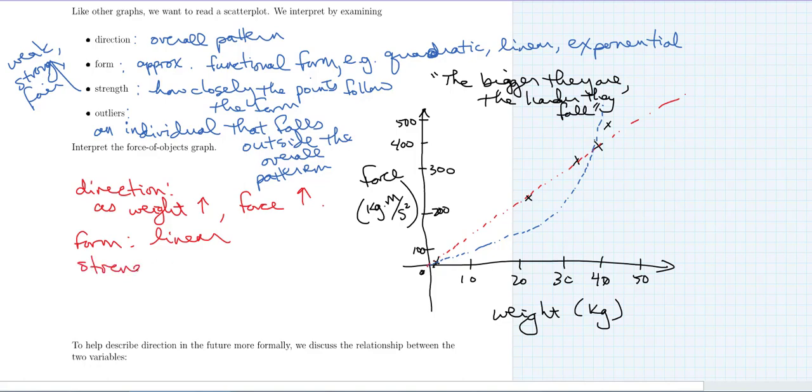Strength. So how strong is this relationship, this linear relationship? Well, we have 1, 2, 3, 4 points that almost fit exactly on the line. So based on the way I've drawn it, it does look like those 4 points are on the line, but most likely they're a little bit off, depending on the scale. So strength, we're going to say, is strong. All right, and do we have any outliers?